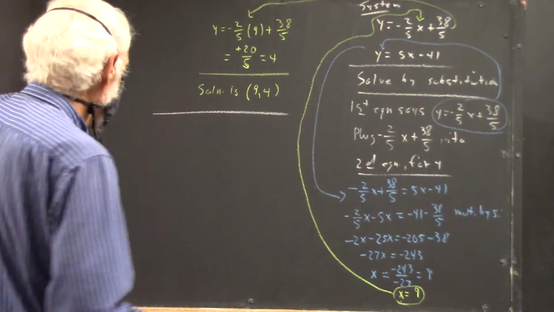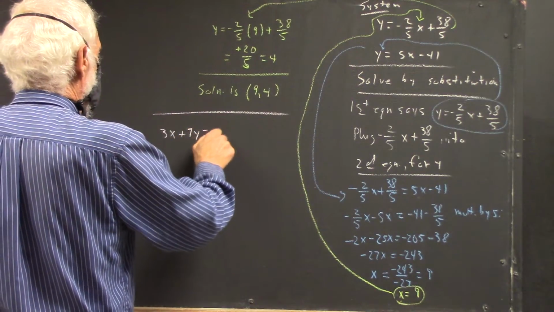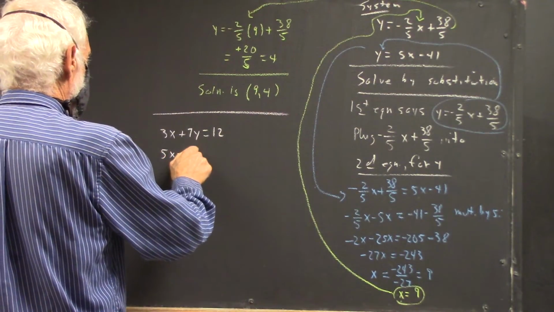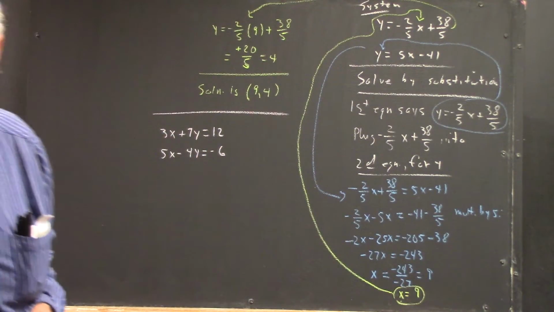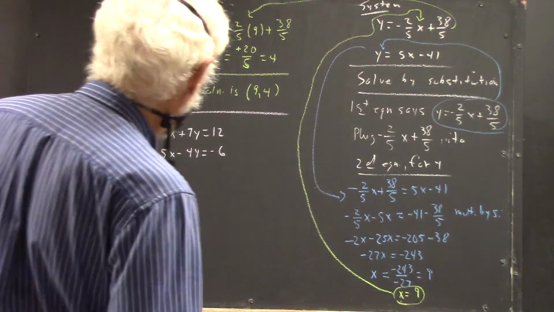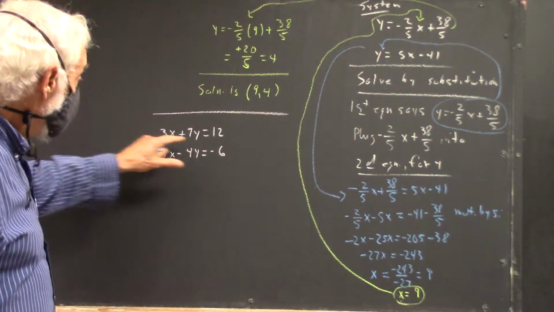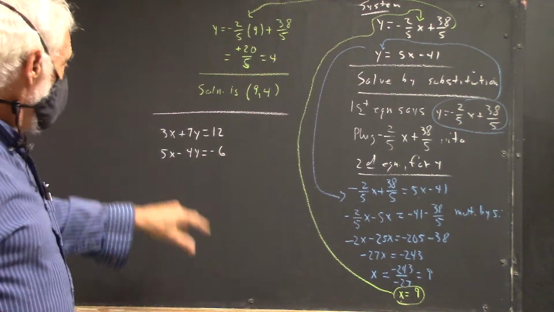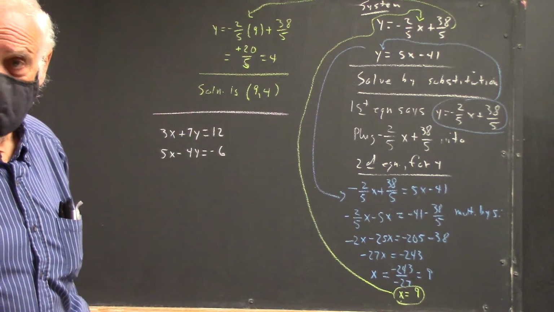Okay, here's another system. Let's say we got 3x plus 7y equals 12, and 5x minus 4y equals negative 6. Now, you understand we can easily graph these two lines and find the point of intersection, right? Because we can easily find the intercepts. If y equals 0, x equals 12 over 3, which is 4. If x equals 0, y equals 12 sevenths, well, that's a little bit of a pain, 1 and 5 sevenths, right? But it can be plotted.